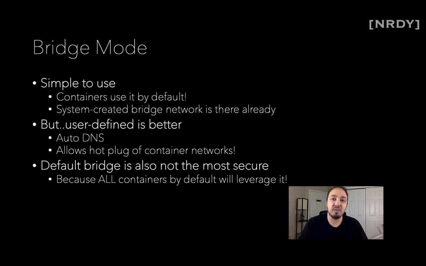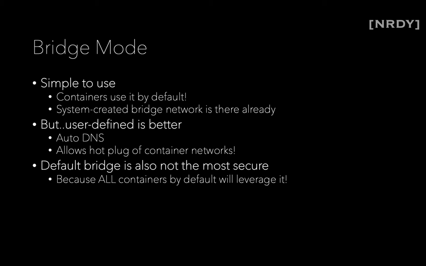Another benefit is if I have a container on the default bridge network, I can't hot plug or unplug it. I have to actually destroy the container and recreate it if I want to change its network. That's certainly not ideal. If I have a user-defined bridge network, however, I can absolutely disconnect it from a network and reconnect it to a different one, as long as we're talking about user-defined networks. So being able to move things around and play with them will definitely be an advantage if you go with the user-defined route.